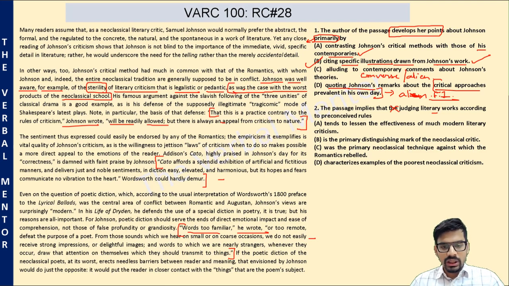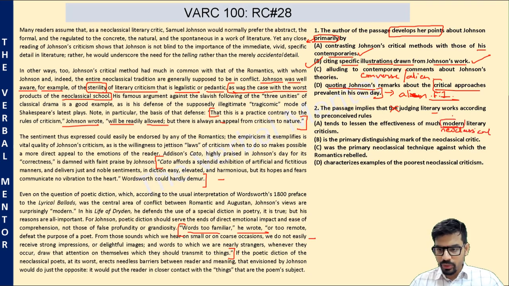So he says Johnson was well aware that a literary criticism which focuses too much on rules of writing ultimately becomes ineffective, as was the case with the worst products of the neoclassical school. So according to the author, some neoclassical literary criticisms were sterile because they were too rule-oriented. Okay, option A. It tends to lessen the effectiveness of much modern literary criticism. Actually, it should not be modern, it should be neoclassical.